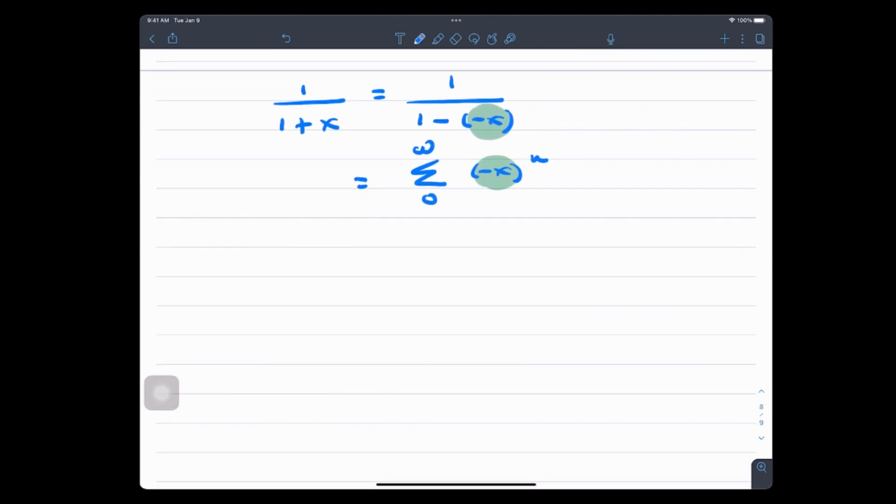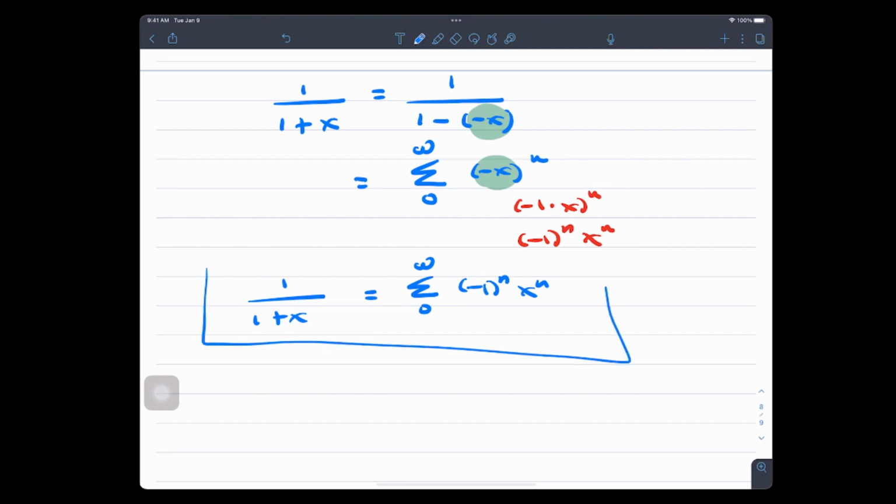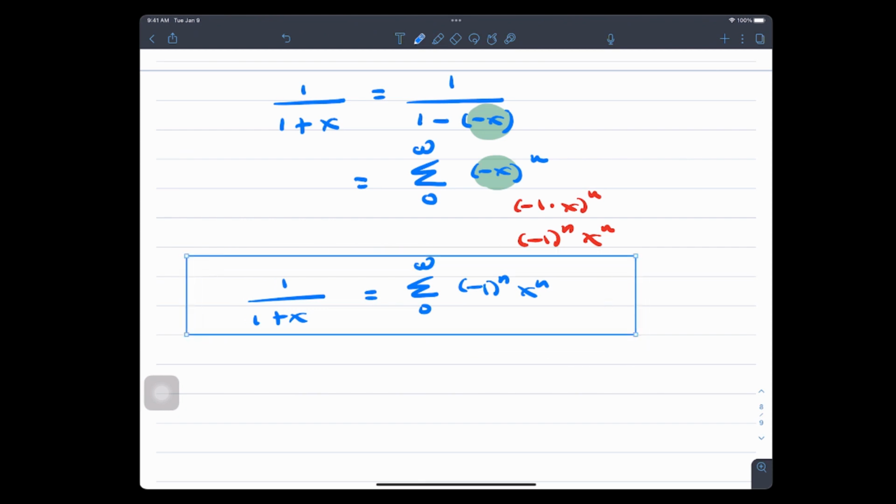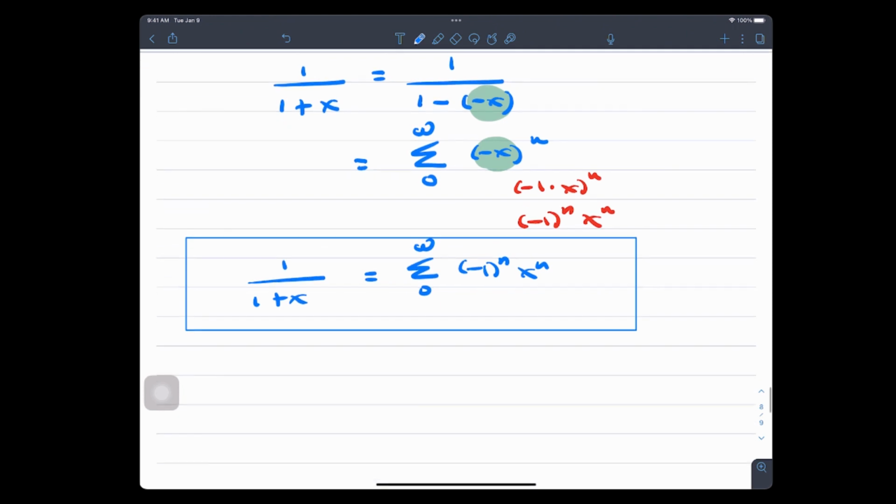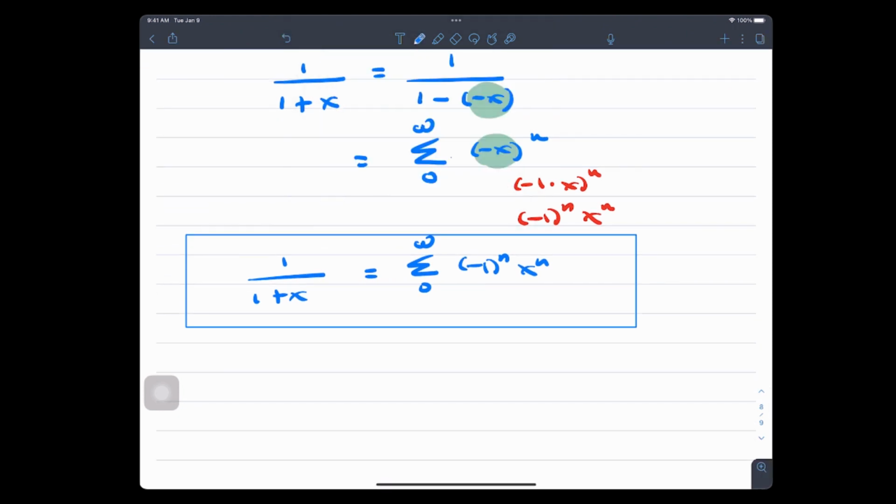You're just going to have to use some algebra now to simplify this. This is negative 1 times x to the n. Properties of exponents from beginning algebra. All right, so here's what you end up with. This is an alternating series. So you just wrote 1 over 1 plus x as a power series.